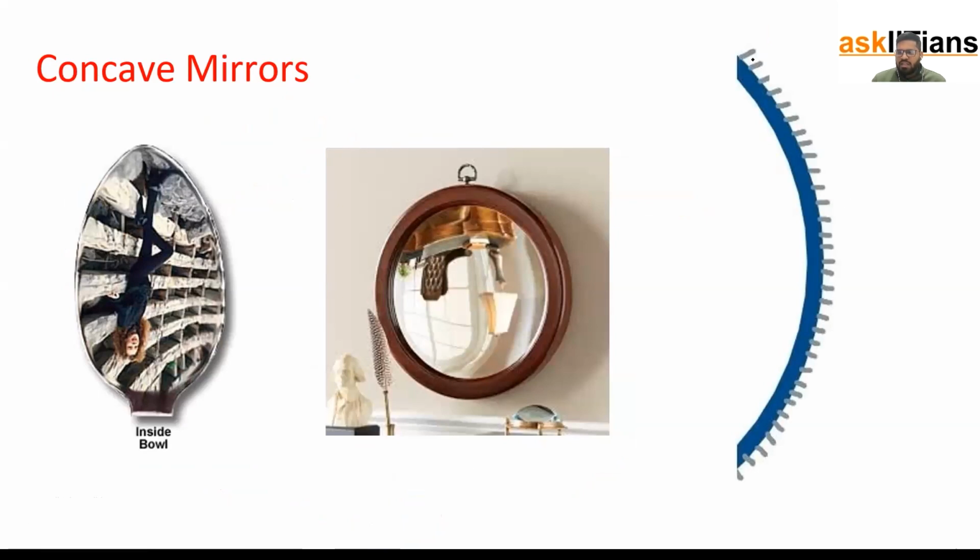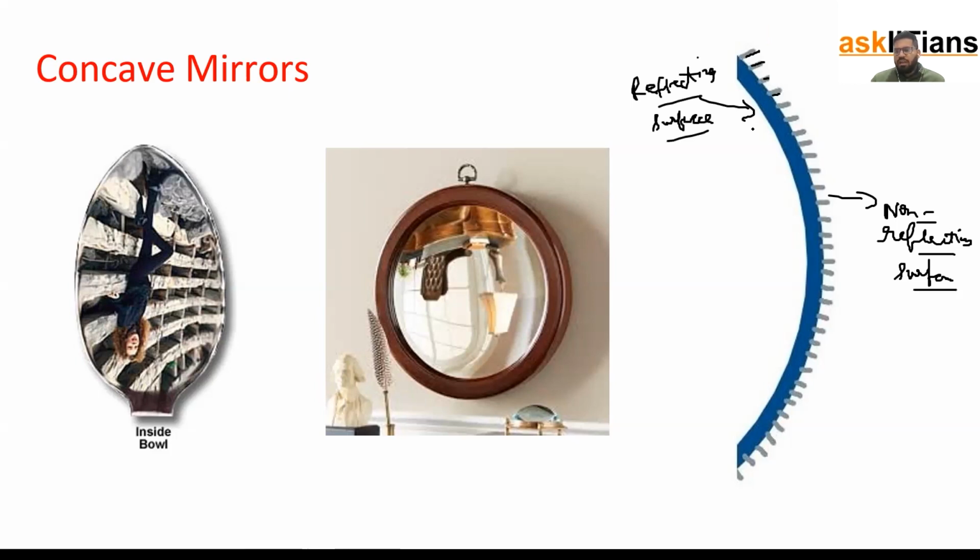If you carefully look at this last diagram, these lines are showing the polished surface. So this is the non-reflecting or polished surface. You can use any word, non-reflecting or polished surface. And this front part, the blue part, is the reflecting surface from which the reflection will take place. So the mirrors whose reflecting surface is curved inwards are known as concave mirrors. This is actually in 2D, but if you carefully observe in 3D, this is actually curved inwards.